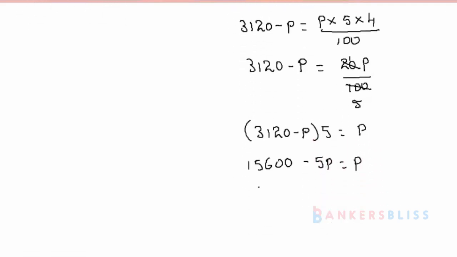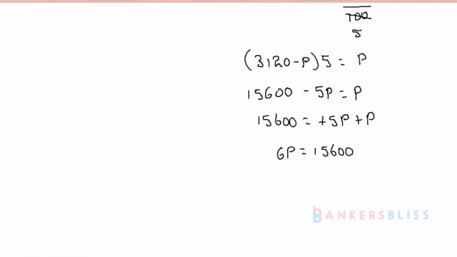Next, 15,600 is equal to 5P plus P. So minus 5P is transferred towards the right side, plus 5P plus the old P, altogether 6P. So 6P is equal to 15,600. So the principal amount is 15,600 by 6. So 6 2s are 12, 6 6s are 36, 2,600 is the principal amount. Note down how much time it is required to solve in the general method.